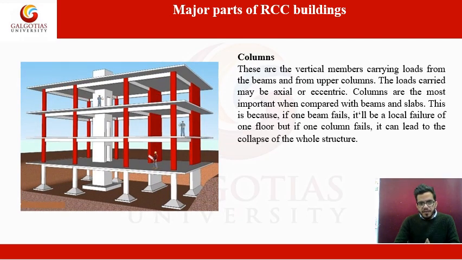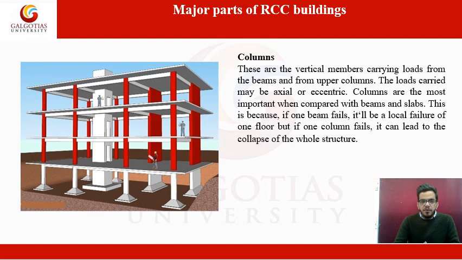The third important major part of the RCC frame buildings is the columns. As you can see in the figure, the highlighted red color parts of the building are the columns. They carry the load from the beam and the slab to the foundation. These are vertical members carrying load from the beams and from upper columns. The load carried may be axial or eccentric.